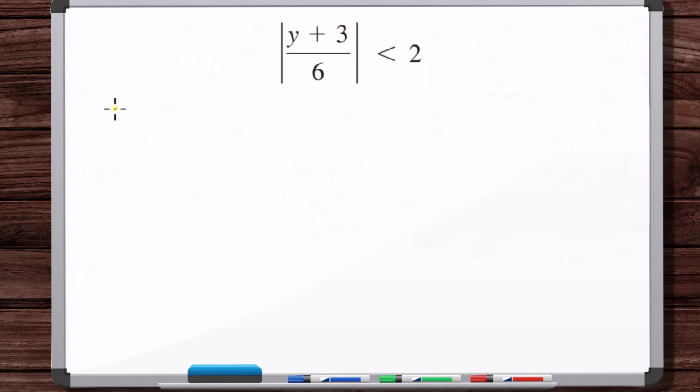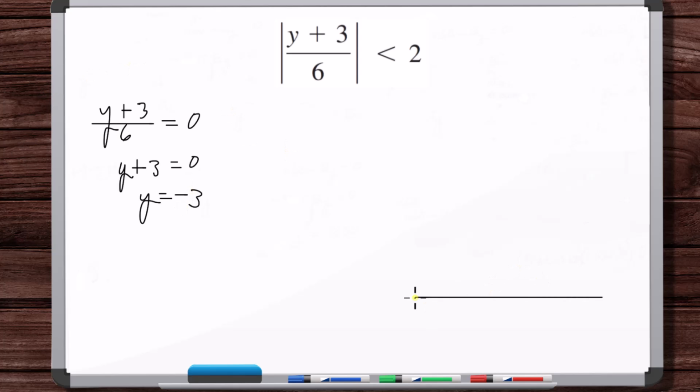So what's the crossover point for (y plus 3) over 6? Well, this is still polynomial, right? This is 1/6 of y plus 3. So we just need to find out where this equals 0. So, okay, cross multiplying, we get y plus 3 is equal to 0. So y is equal to minus 3. That's the crossover point: y is equal to minus 3.